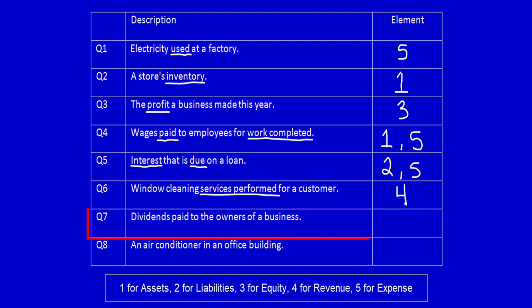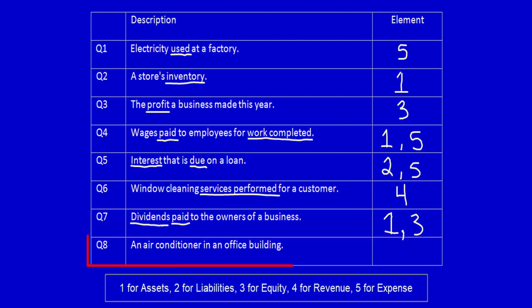Question 7. Dividends paid to the owners of a business. Well, what springs to the eye right away is the word paid. We've already had this in question 4 for wages paid, so we know this is going to cause a reduction in assets when cash is paid out. But we also see the word dividends, which is another key word. Dividends is part of retained earnings. Does it cause retained earnings to increase or decrease? Decrease. So dividends decrease retained earnings. Retained earnings would then decrease equity. This is part of equity. 3.